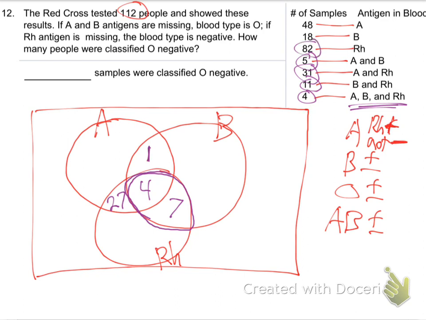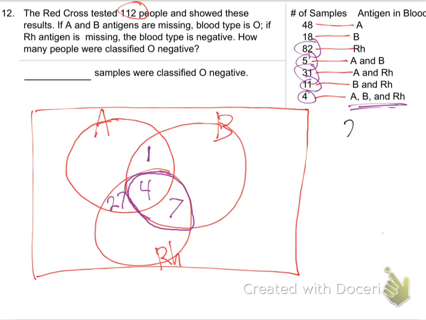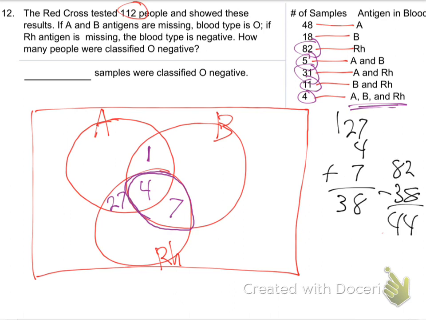Good. Now, 82 in the RH circle. I've got all but 1 section of the RH circle left. They're telling me 82 total in the RH circle. So if I add up these 3 and subtract from 82, the rest have to be there. So I'm going to add up 27, 4, and 7. So 11, 14, 18, 38. And then subtract that from 82: 82 minus 38, 44. So it's got to be 44 right there to make 82 total.